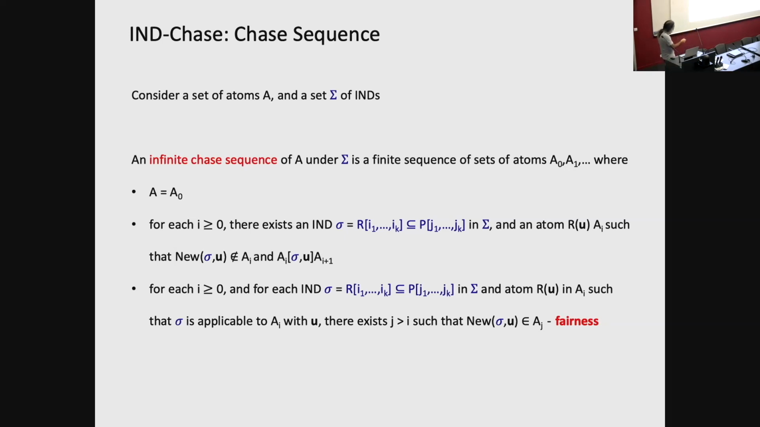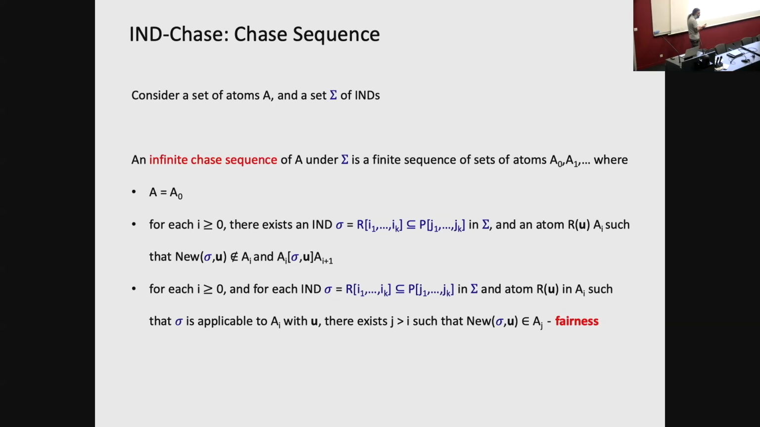For each i and for each inclusion dependency sigma and atom R(u) in A_i, such that sigma is applicable to A_i with u, which means that at the i-th step sigma is applicable with u, there must be some j greater than, or also equal to, i, such that this atom belongs to A_j. That means there must be some step j after i at which this dependency will eventually be applied and generate this atom. Now, one may ask, why all this hassle about this fairness condition?